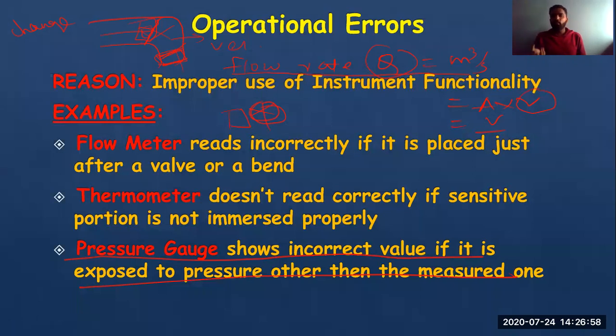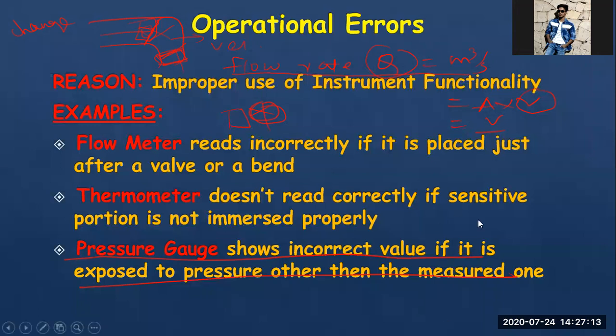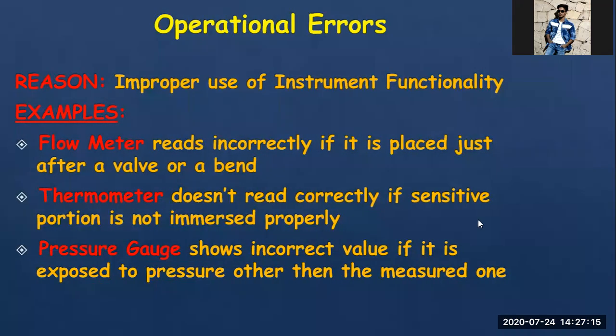Operational error: thermometer, pressure gauge, anything which is used improperly, meaning the functionality is not used properly, such kind of error is called an operational error. Can we move forward? Yes, sir. Okay, so we'll get to the next type now.